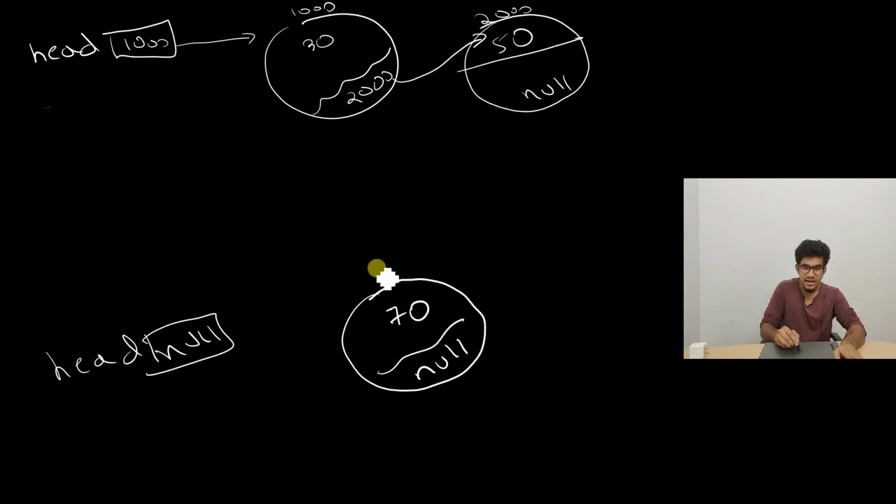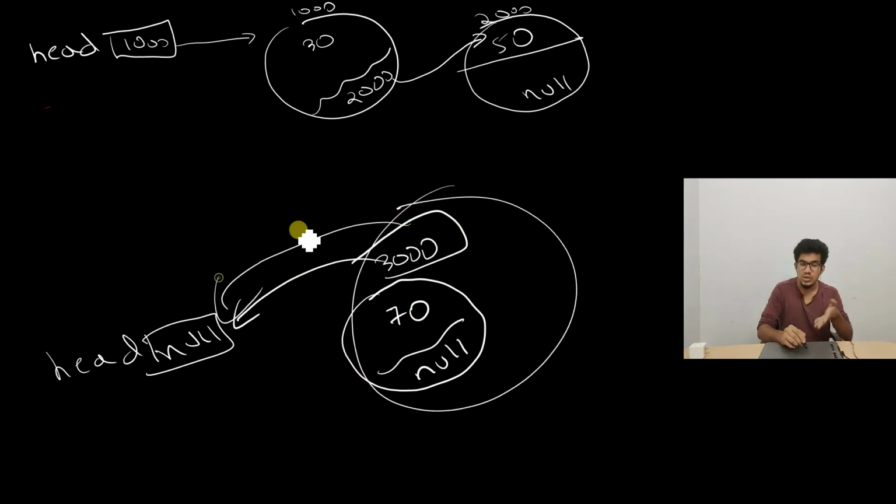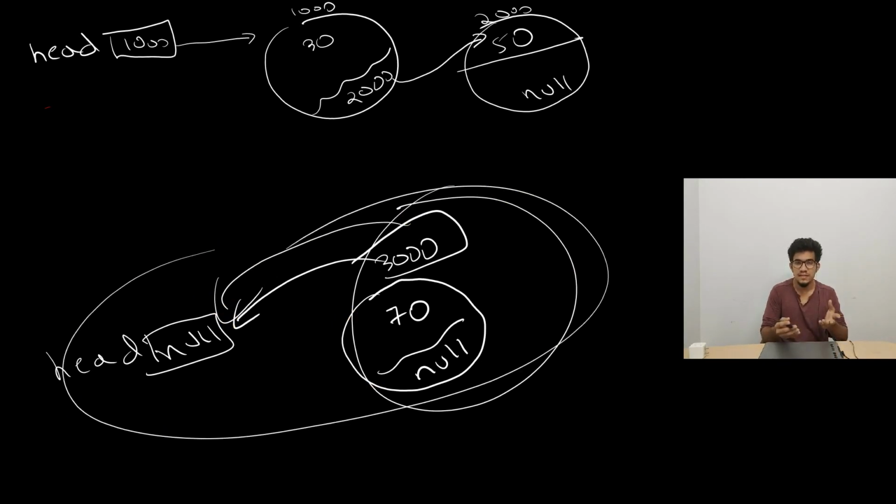It will have an address, 3000. This 3000 I have to give to whom? Head. I have to store it in head. That's it. Create a new node and directly give it to head if the head is null. So this is the basic condition: if head is equal to null, it means there is no node in the list. This is the first node which you are adding, so directly give it to the head.